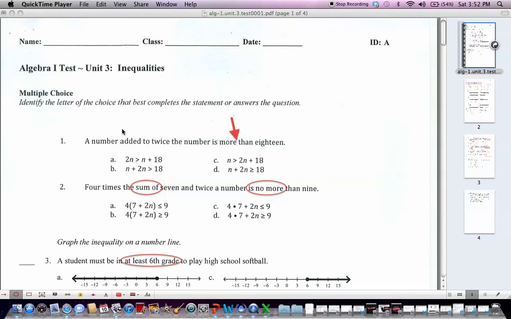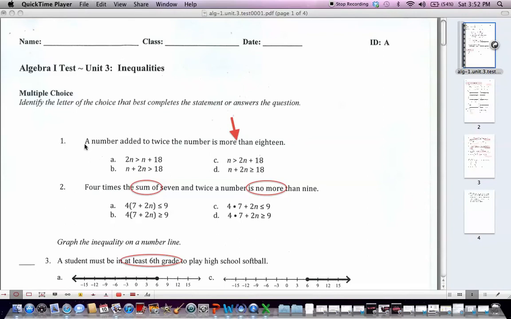This is November the 12th, and this is the Algebra 1 test, Unit 3 over inequalities, and this is the multiple choice section. We've already done the short answer, now we're doing the multiple choice section. If you have any questions during the duration of this test, please raise your hand and get Coach Head's attention. Multiple choice. Identify the letter of the choice that best completes the statement or answers the question.